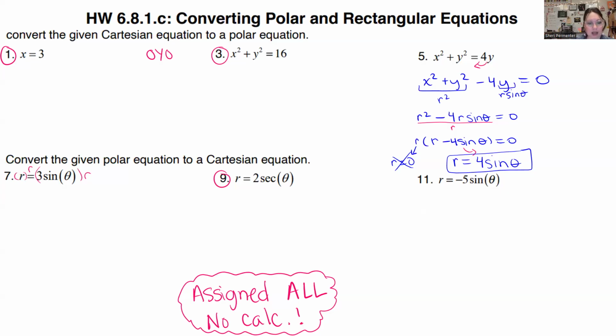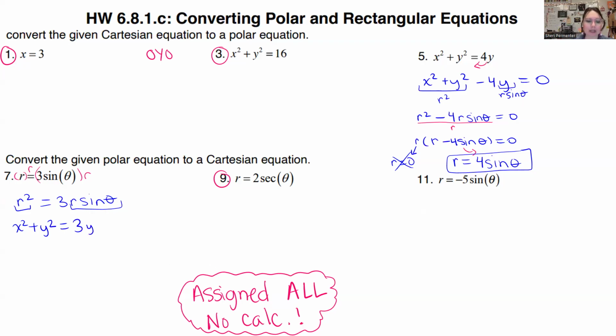So now when I rewrite it, I end up with r squared equals 3 r sine theta. And if I put the r in front here, because you can multiply in any order that you want to, now I have things that I can convert. I know what r squared is, and I know what r sine theta is. So now I have things that I can rewrite. I know that r squared is x squared plus y squared. And then I know that r sine theta equals what? y.